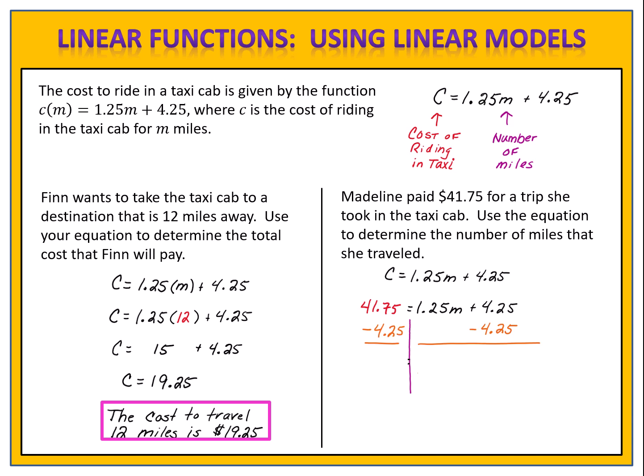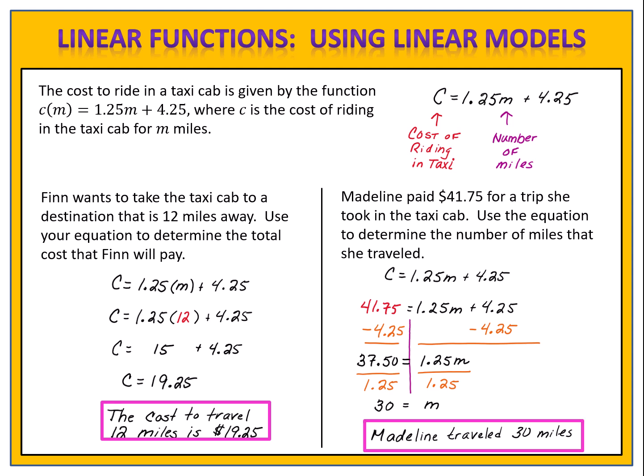We begin by subtracting $4.25 from each side, and then divide each side by $1.25, or 1.25. 30 equals m, and since m represents the number of miles, we can conclude that Madeline traveled 30 miles in order to have a total bill of $41.75. Similarly, we could determine the length of any trip if we knew the total cost. Simply substitute the total cost in place of c, and then solve to find the number of miles traveled. This is how we can use a linear model.